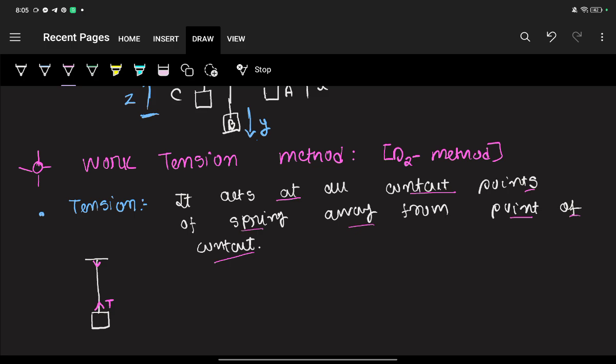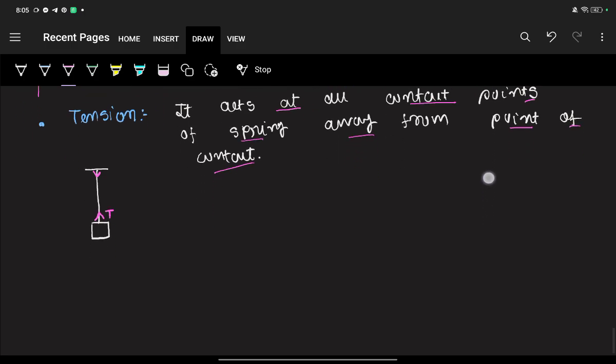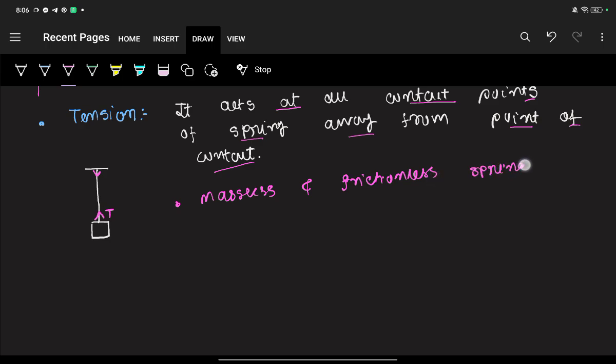So there are some pre-assumptions. What are these pre-assumptions? We are gonna consider massless and frictionless strings. We consider tension force T remains constant for the full length of string.